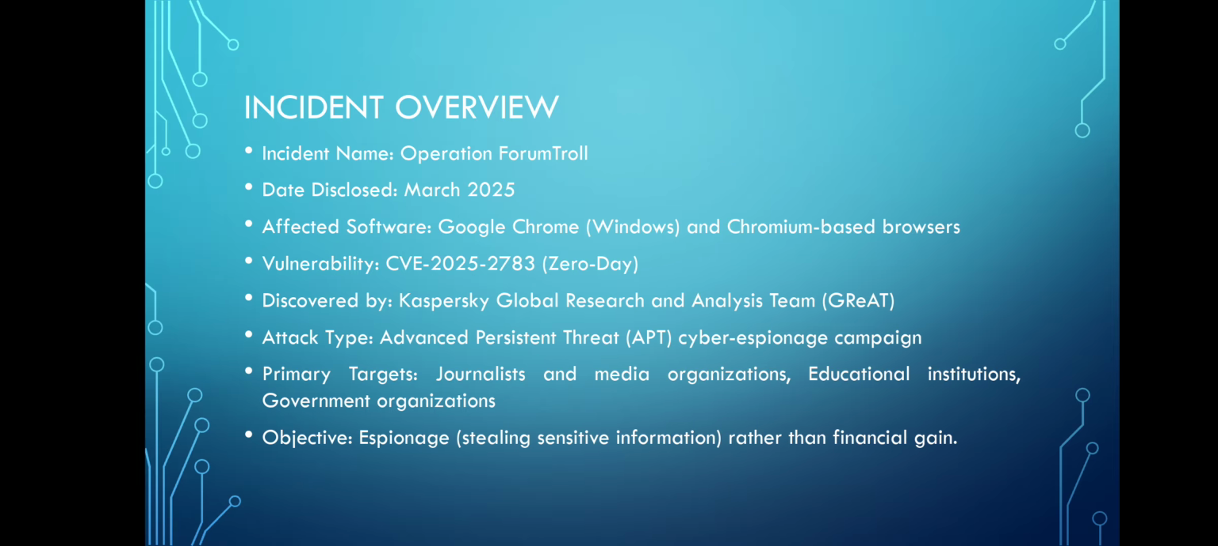So, let's begin with an overview of the incident. Operation Forumtroll was a targeted cyber espionage campaign that was publicly disclosed in March 2025. The attackers exploited a previously unknown Google Chrome vulnerability identified as CVE-2025-2783, which affected Chrome on Windows and other Chromium based browsers. The vulnerability was discovered by Kaspersky's Global Research and Analysis Team, also known as GREAT. Unlike attacks that aim to make money, this campaign mainly focused on espionage by targeting journalists, educational institutions, and government organizations in order to steal sensitive information.